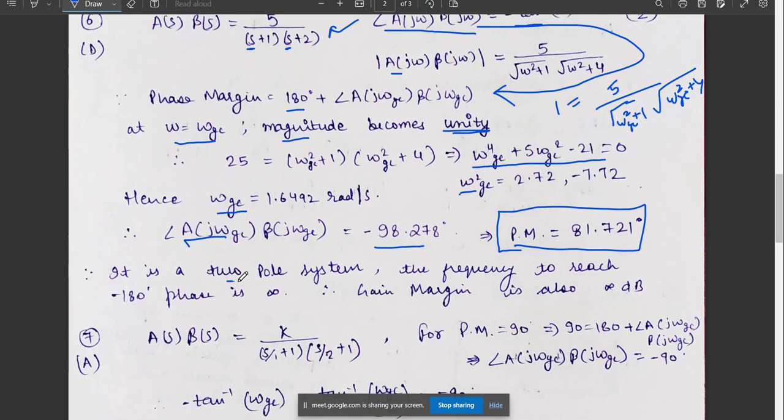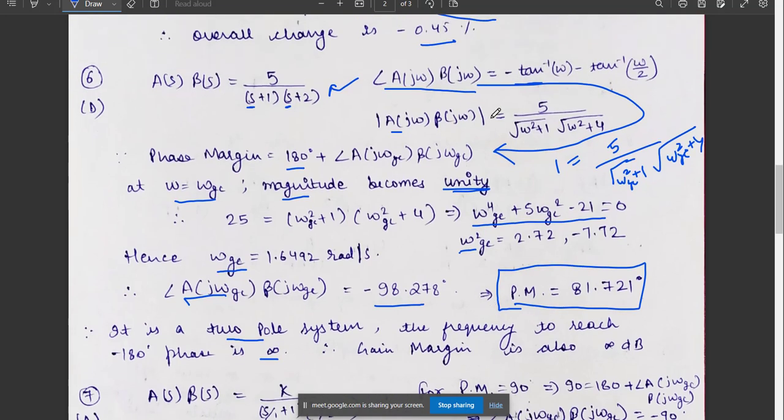It's a two pole system. Now if a system is a two pole system, it means that it will always be stable. There won't be conditions on its stability, and this system will always be stable. So the frequency to reach minus 180 degrees will become infinity, and the gain margin will be equal to infinity.